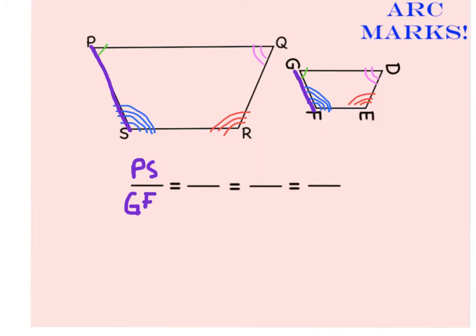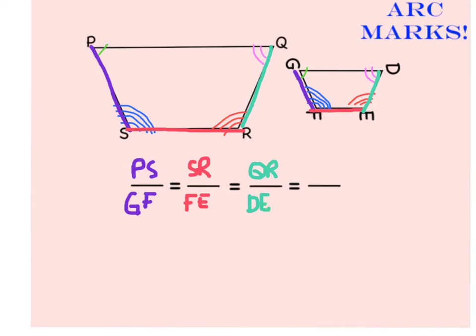Okay, I'm going to grab a new color, and this time I'm going to go from S to R on my large figure, and that's going to correspond with FE on my small figure. Okay, let's grab a new color. This time I'm going to go Q to R on the large figure, and that's going to correspond with D to E on my smaller figure.